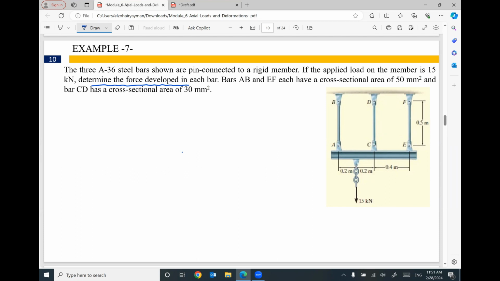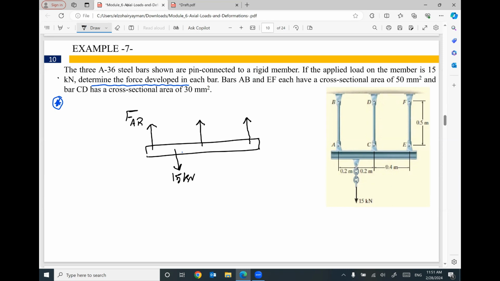I will solve this problem also in the same way like the previous example. First of all, I will set up the engineering mechanics part. We have this beam with applied force here, 15 kilonewton. This beam is supported by a force in this bar EF, with a force in this bar CD, with a force in this bar AB. So I will have FAB, I will have FCD, I will have FEF.